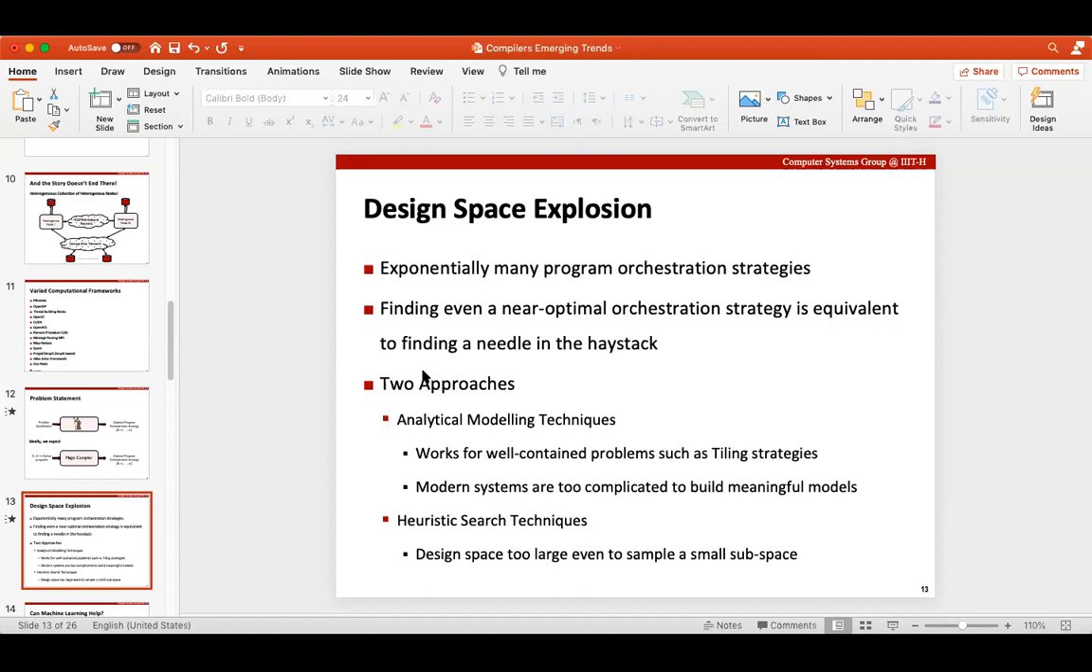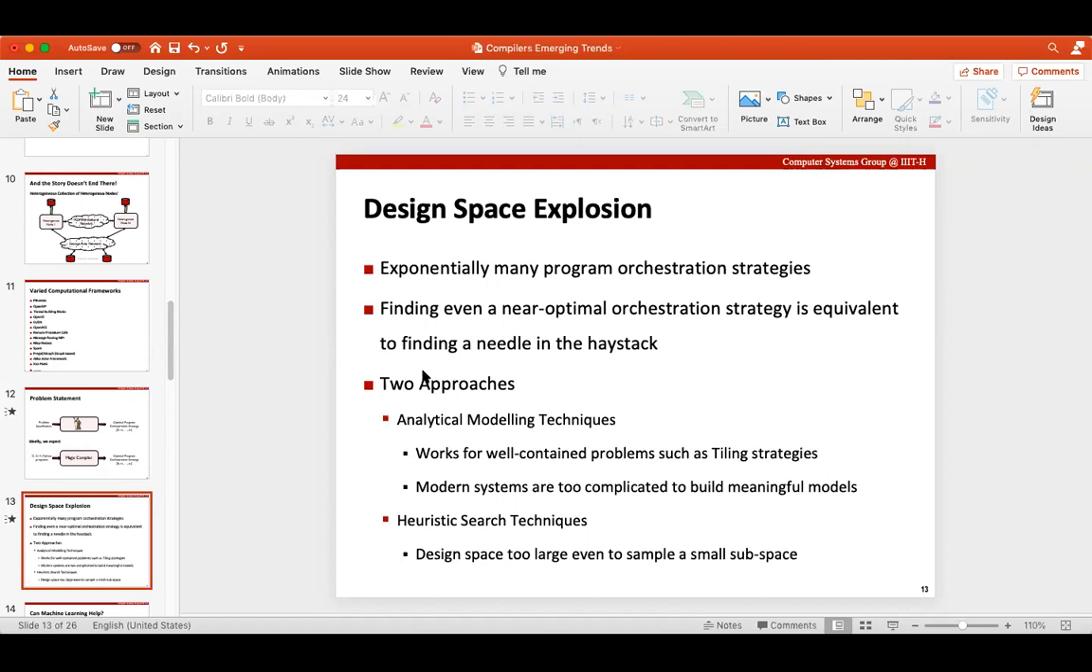So one approach is to use heuristic search techniques. For example, in Halide, you write the program, and then you can put together different schedules by using unroll, tile, vectorize, these kinds of operations, and you apply some kind of search algorithm to find an optimal schedule.